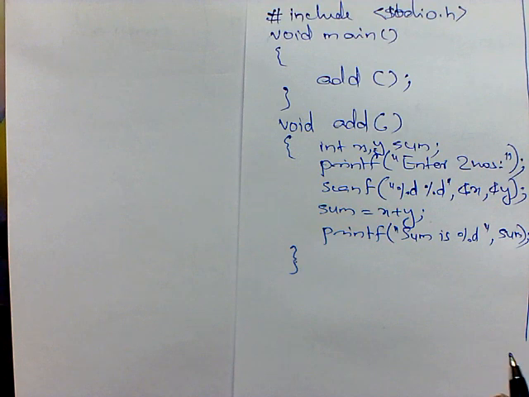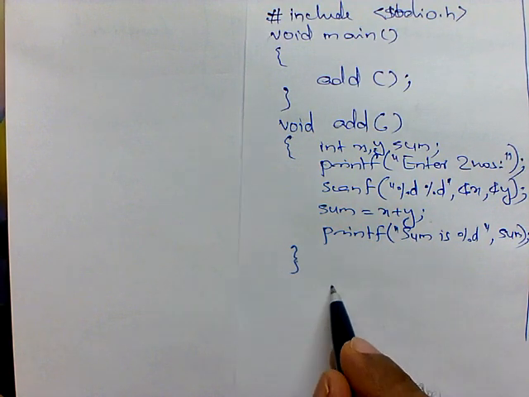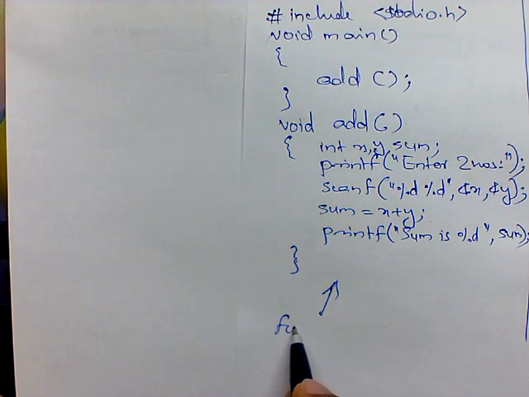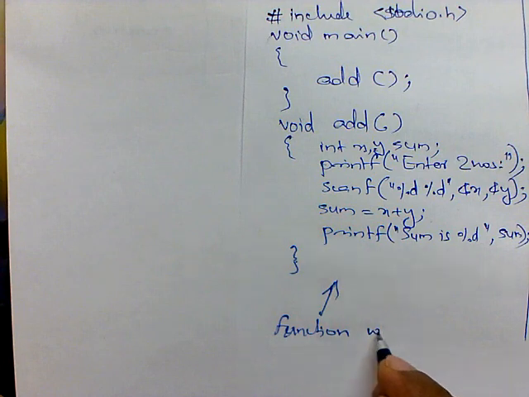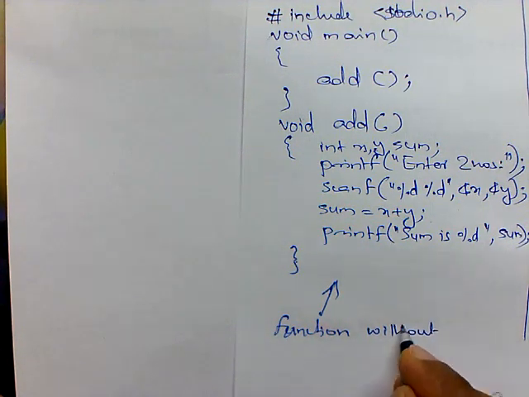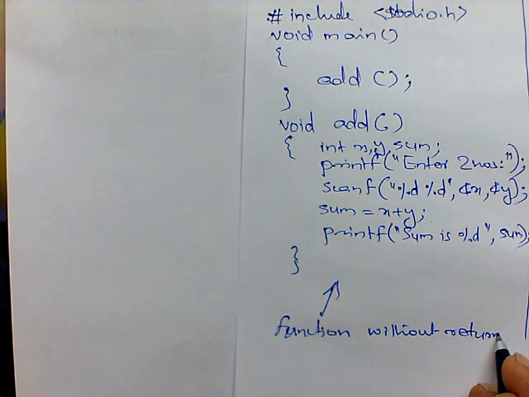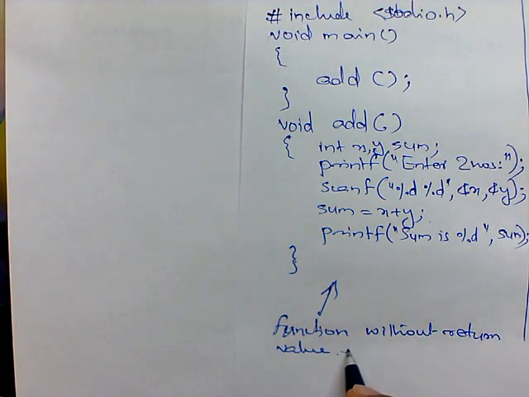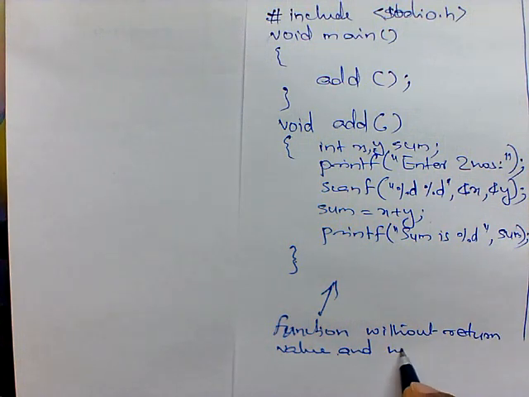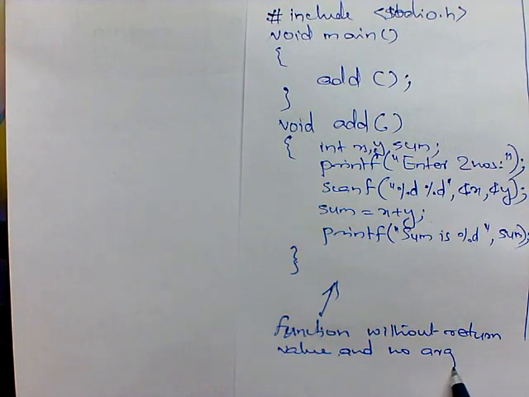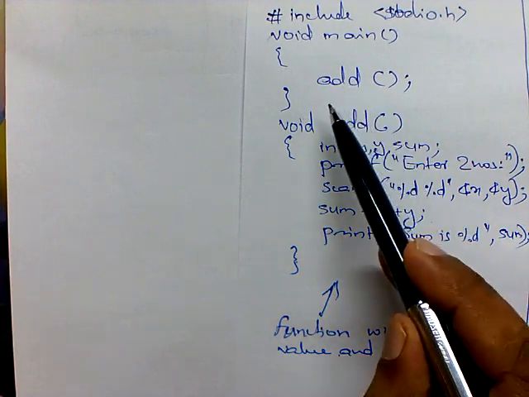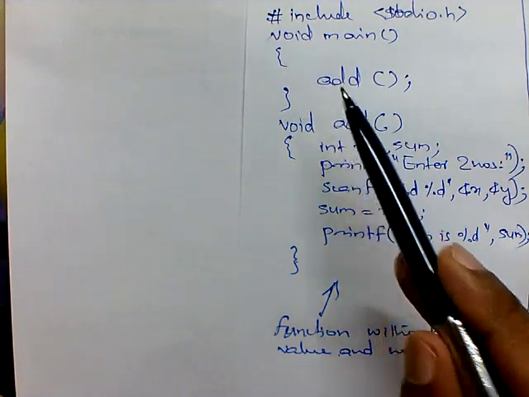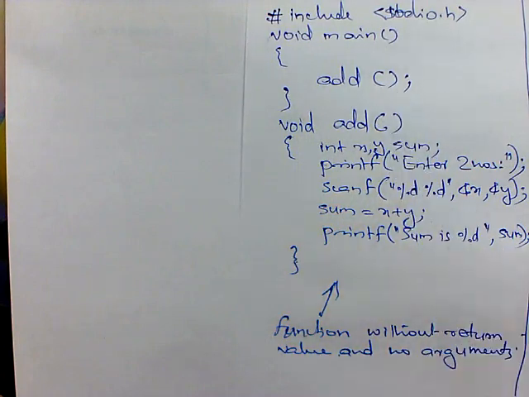Now this program is actually an example for function without return value and no arguments, because here we are not returning anything to the main program and we are not passing any arguments.